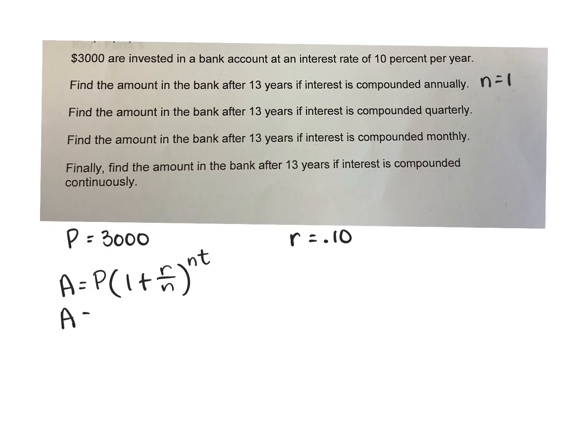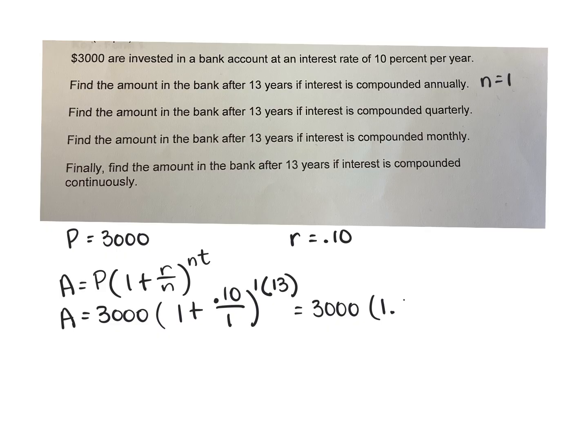So the amount we're looking for is the principal, 3,000. And then you have 1 plus the rate, which is 0.10 divided by 1. And then you're raising that to the 1 times 13 years. So just because those are ones doesn't change anything. It just means that that's one less calculation you have to do. So this is 3,000. And then your base becomes 1.10, because 0.10 divided by 1 is just 0.10, and you're raising that to the 13th power.